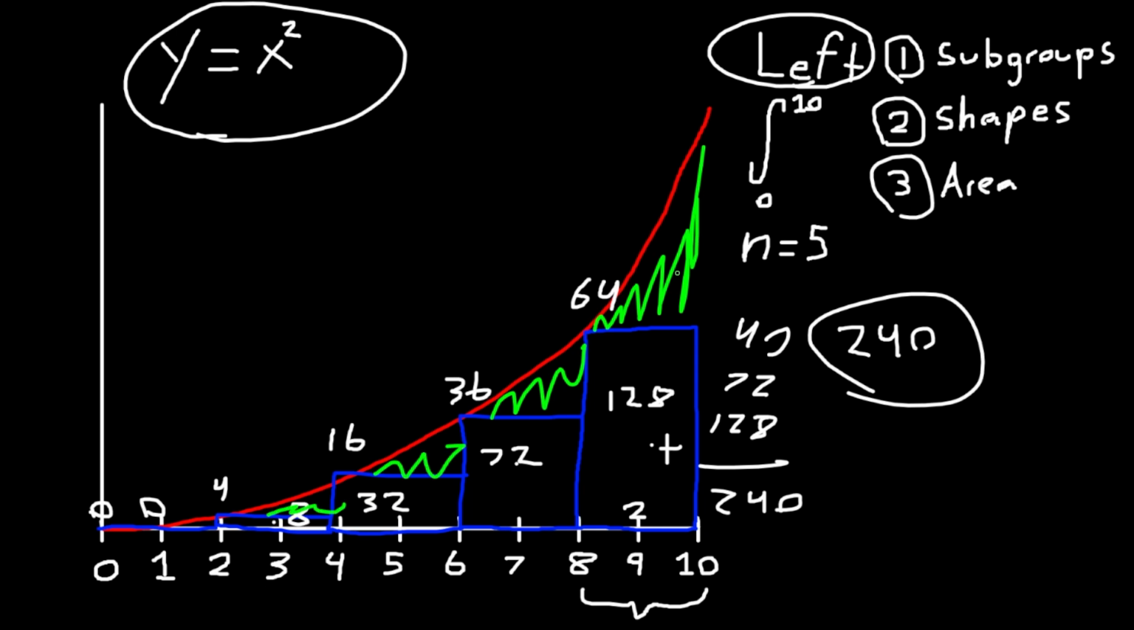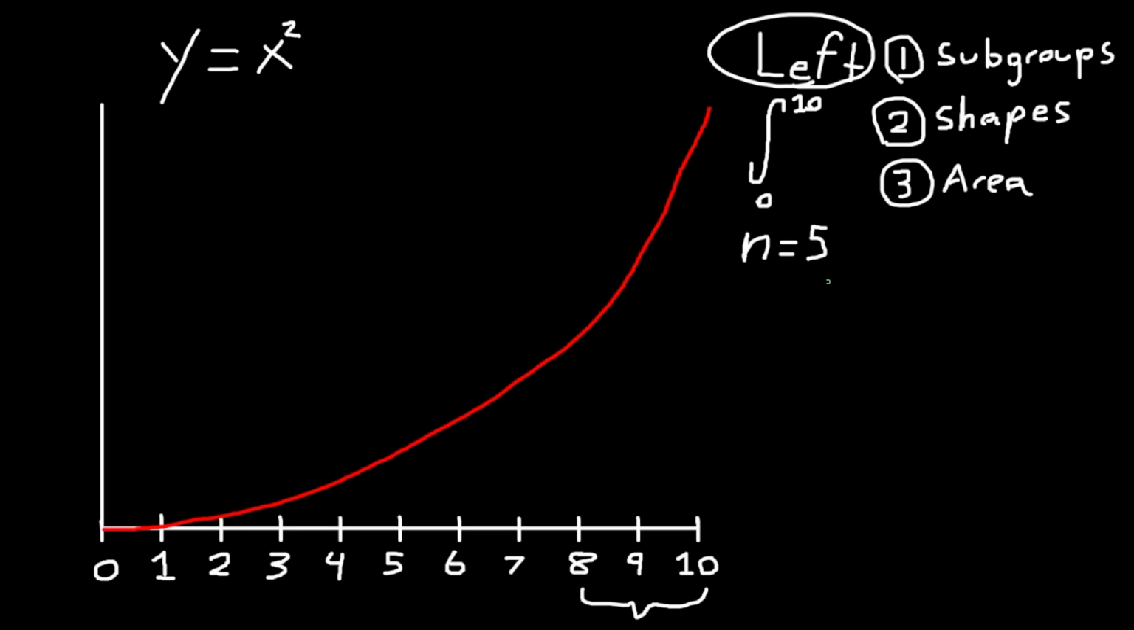So all of this in green is unaccounted for. That means there's more area that we're not accounting for. So this 240 is an under approximation because there's more area that we didn't account for. Important thing to remember with Riemann sum is the greater the value of n, which is the amount of subgroups we have, the more accurate the approximation is.